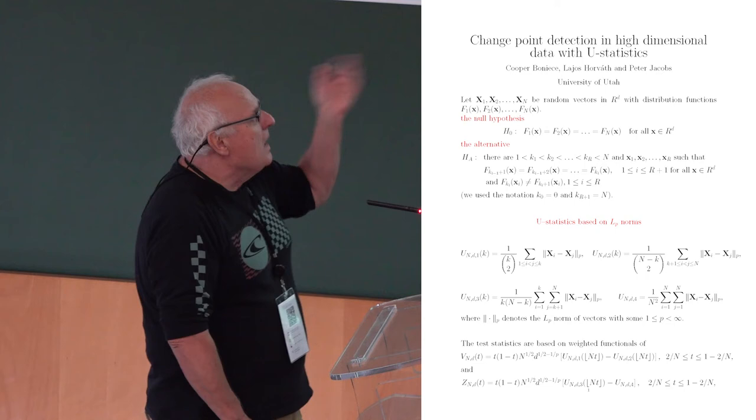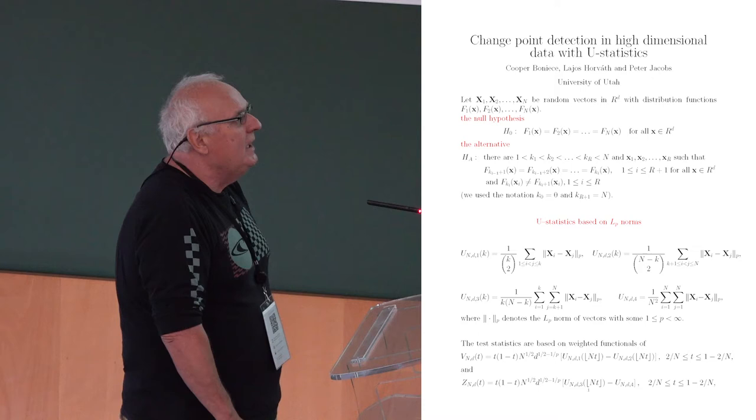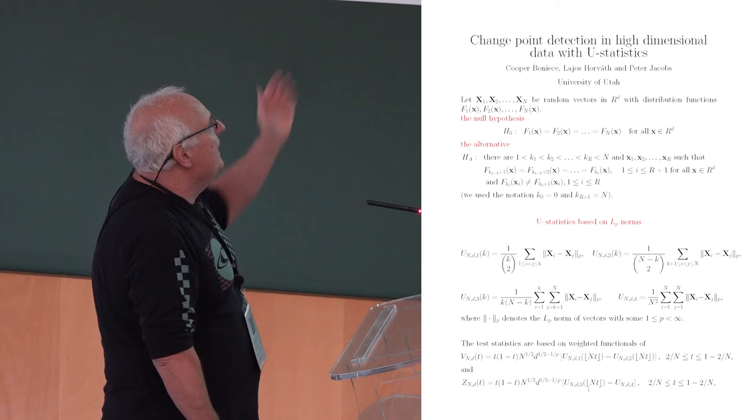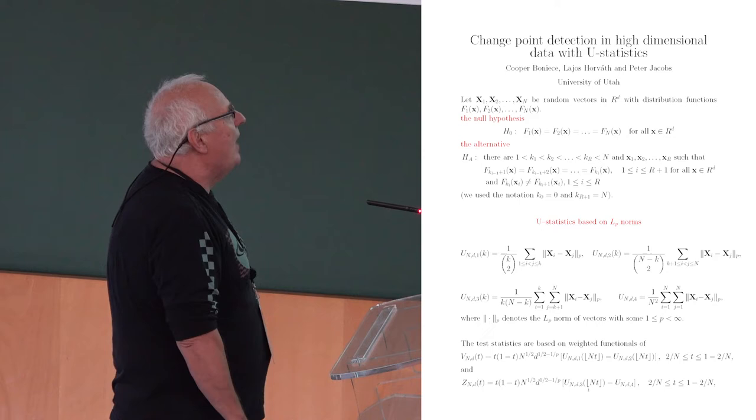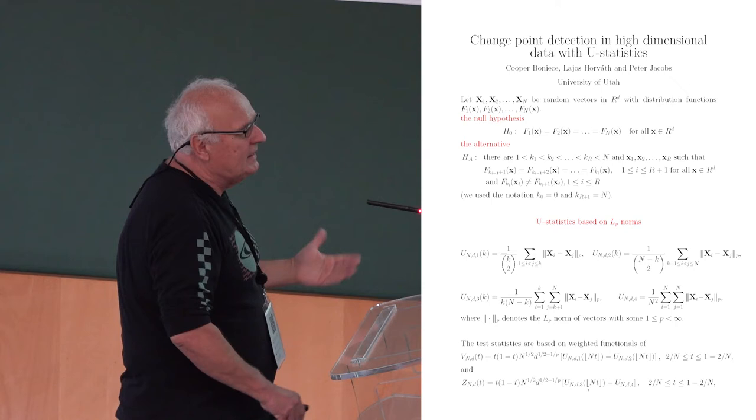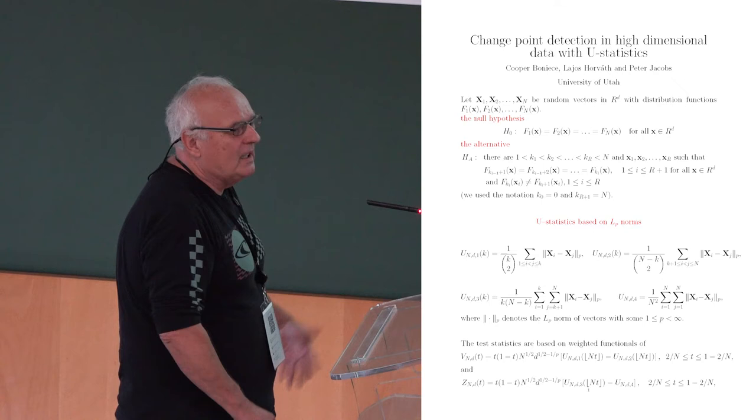So we went back and started to work on this, to develop some kind of a theory about it. The setup is essentially the standard one. We have a sequence of random vectors in the d-dimensional space, and we would like to test the null hypothesis that these distributions are the same against the alternative that we have R changes in the distribution. This is a typical setup. When you talk about U statistics and so on, typically you end up testing if one of the parameters remains stable instead of talking about the whole distribution.